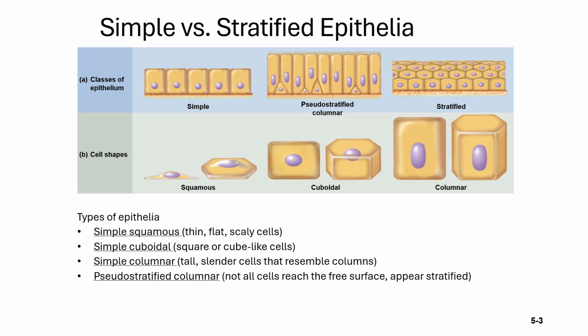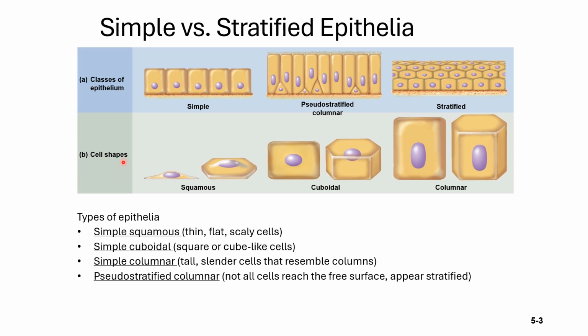Epithelium may be simple epithelium or stratified epithelium. Simple epithelium contains one layer of cells. So here you can see a simple epithelium with one layer of cells, and all the cells rest on the basement membrane. There are 3 types of simple epithelium. You can have a simple squamous epithelium, a simple cuboidal epithelium, or a simple columnar epithelium. This depends on the shape of the cells.